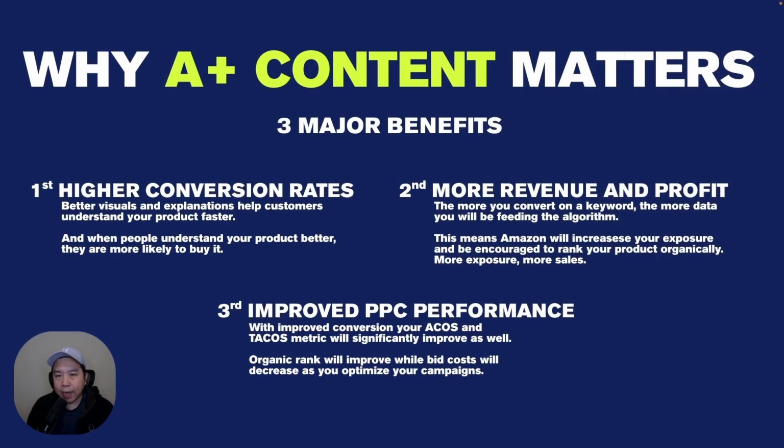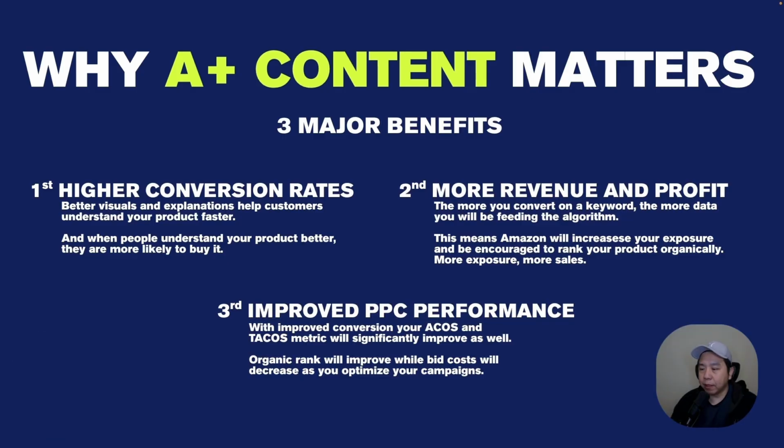All right, let's talk about why A-plus content matters. There are three major benefits. First is higher conversion rates. Better visuals and explanations help customers understand your product faster. And when people understand your product faster and better, they are more likely to buy. Number two is more revenue and profit. The more you convert on certain keywords, the more data you are feeding the algorithm. So this means Amazon will increase your exposure and be more encouraged to rank your product organically. More exposure means more sales.